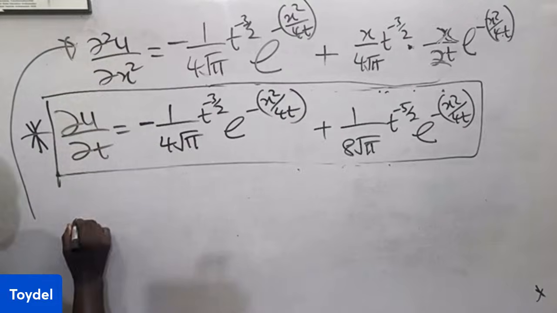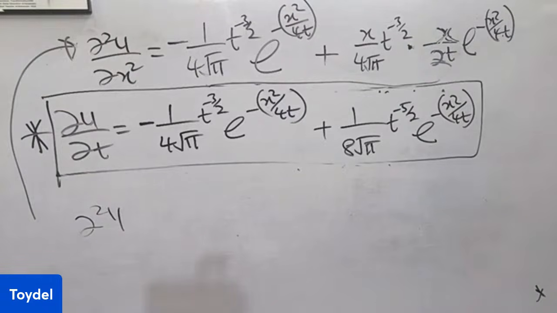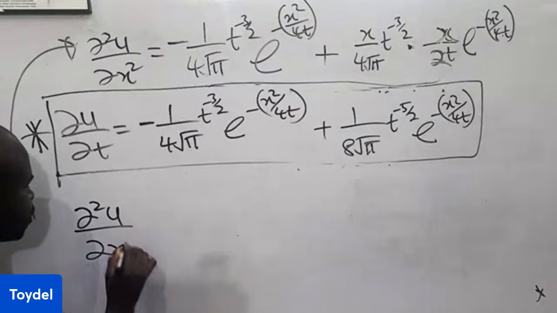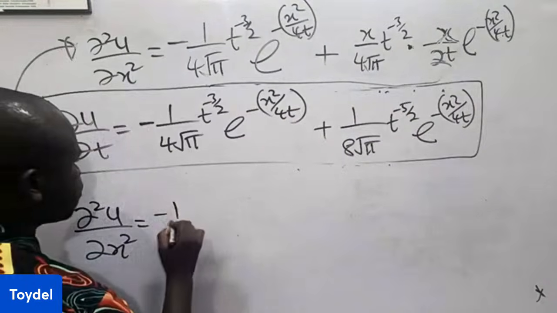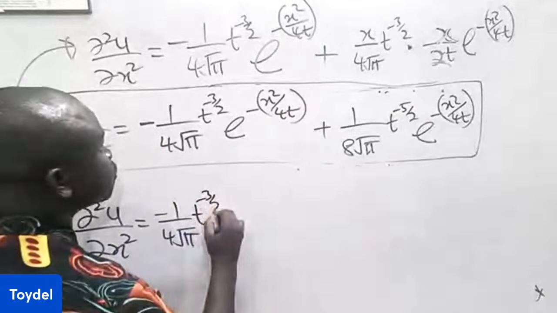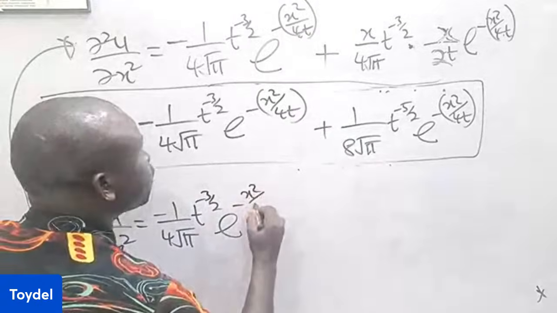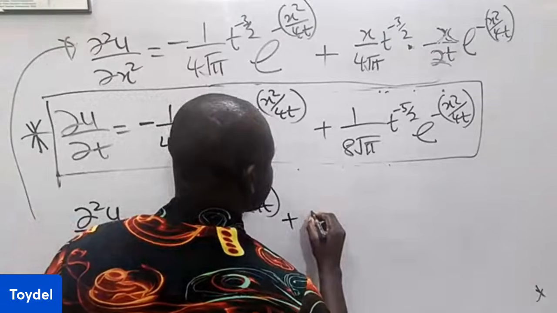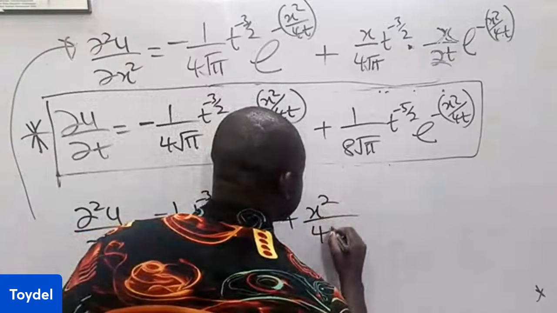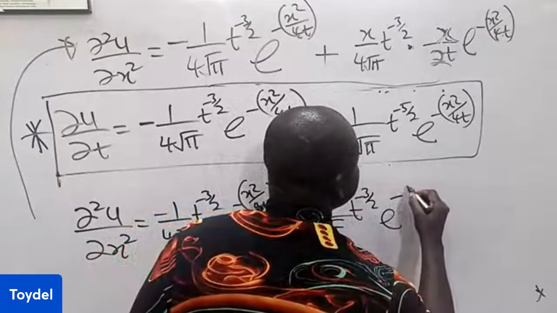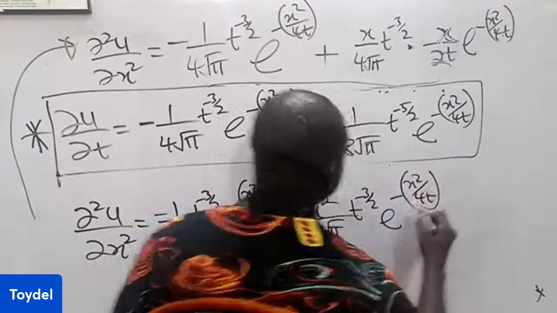So from there now, the second derivative of u over x squared will now be equal to minus 1 all over 4 pi square root of pi x t raised by minus 3 all over 2 exponential minus x squared all over 4t. Then here we now have plus x squared over 4 square root of pi t raised by minus 3 all over 2 exponential minus x squared all over 4t. That's what you are going to get.